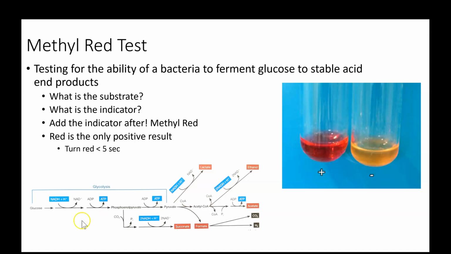We're going to add it after to get our result. The only positive result that we should see is a red result, because that's going to indicate that our pH is low. Anything other than red, usually a yellow coppery color, is a negative result. After we add the methyl red, within 5 seconds, because pH indicators will change right away, this is going to tell us that we have some type of stable acid being produced in this particular pathway.